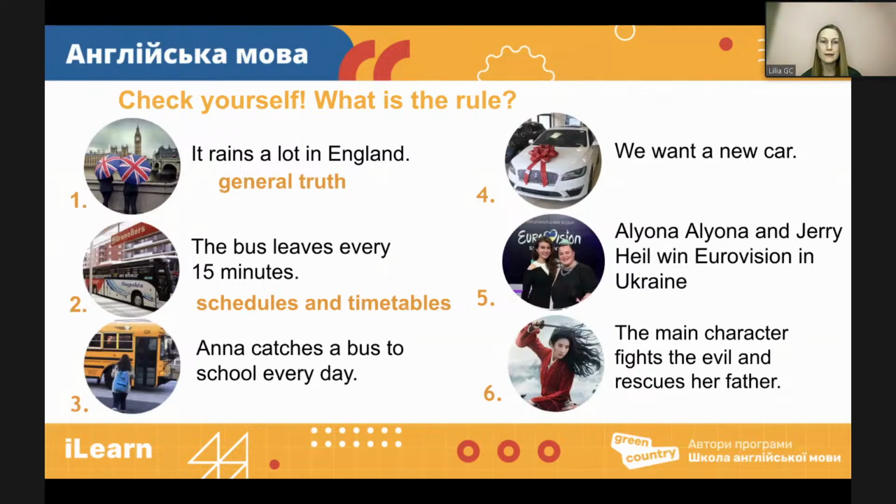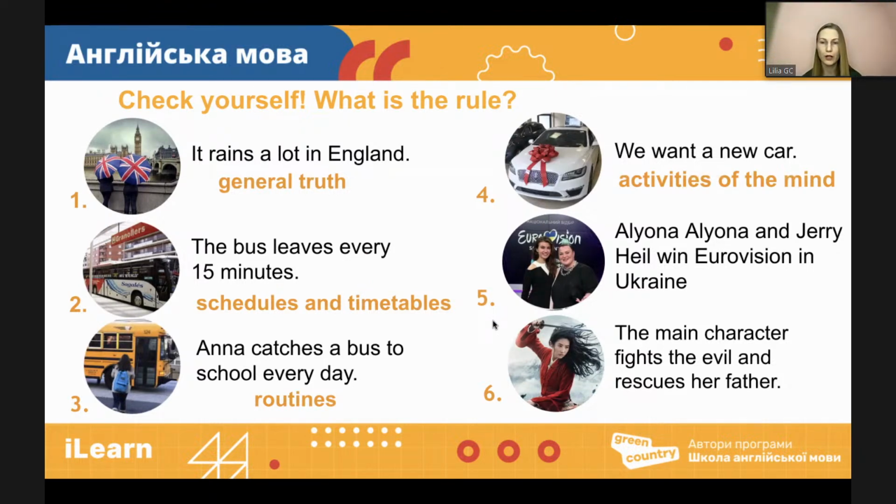right? Anna catches a bus to school every day. So any ideas what it is? So number 3. Regular action, right. So it's all about routines. Thank you, guys. All right, then number 4.